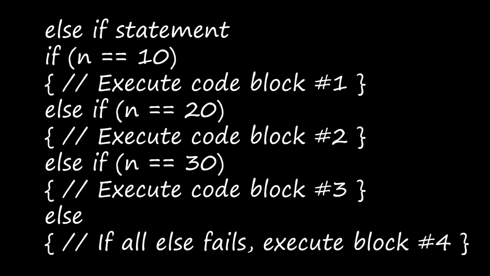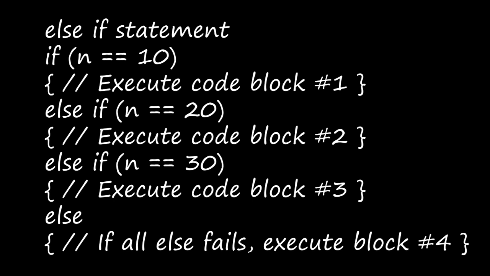If n is equal to 10, first it will check the condition. If that condition is true, it will execute that first line. If that condition is false, it will check the next condition: else if n is equal to 20. It will check whether the value of n is equal to 20. If it is 20, the block will be executed. If it is not 20, it will move on to the next condition: else if n is equal to 30.